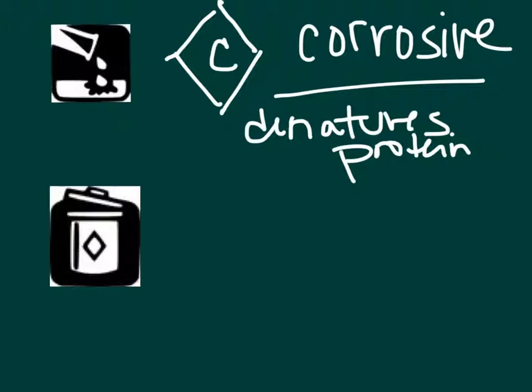This, not so much. It's not going to corrode glass, because glass is not made of protein. It will not corrode your tabletop. Your table is not made of protein. Rubber, totally safe, not made of protein. It's the stuff that makes up living things that we have to worry about. So if you ever see this symbol, don't get it on your skin. Don't get it in your eyes. Don't get it on your hair.